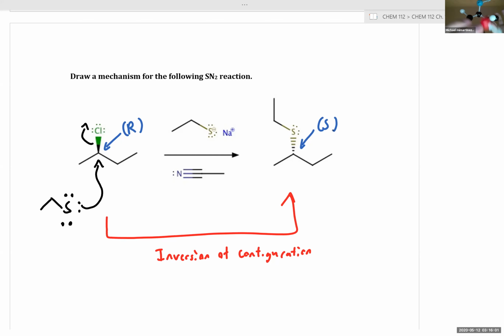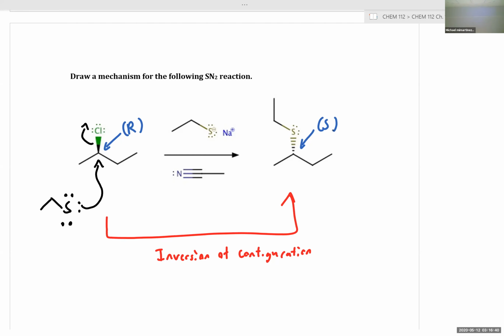So when we attack from the opposite face, from behind, and we invert our stereocenter, now we have our sulfur atom pointing away from us. If we look at our dash wedge notation, we clearly see that the sulfur is now pointing away from us, and this stereocenter has the opposite configuration. It's now an S stereocenter.